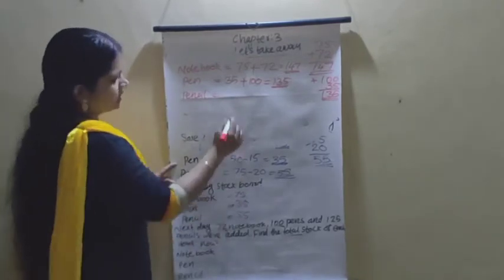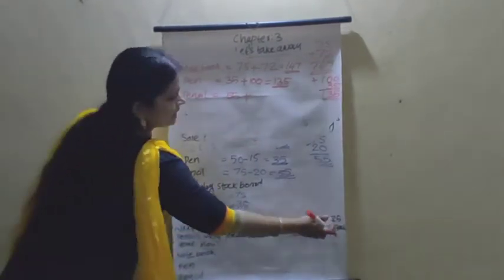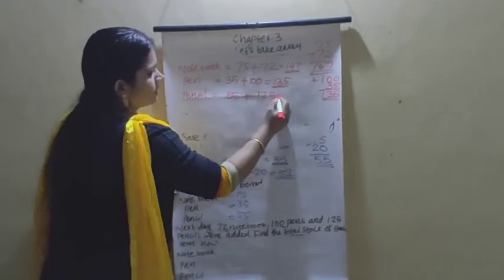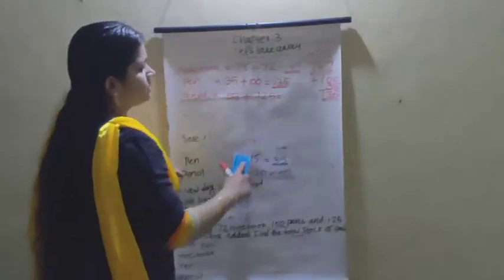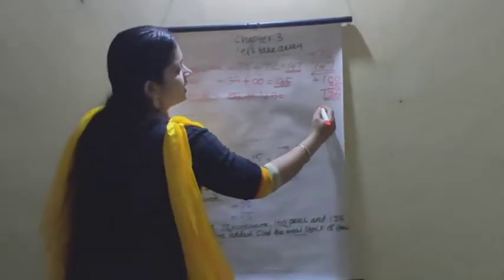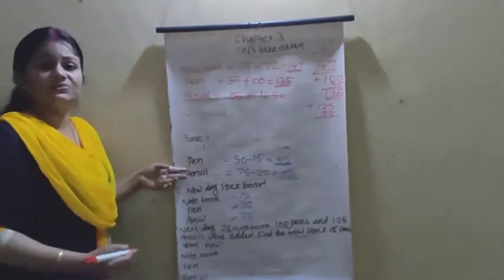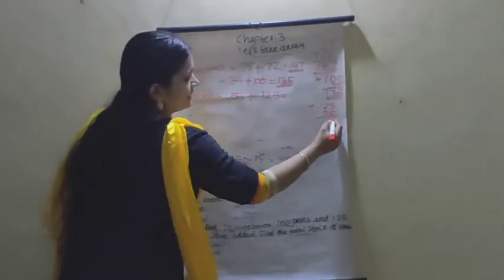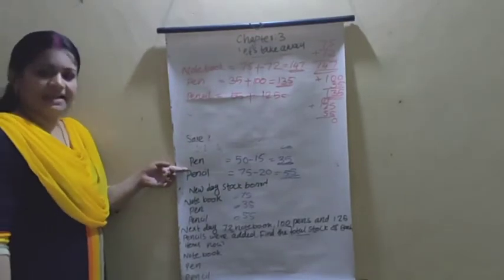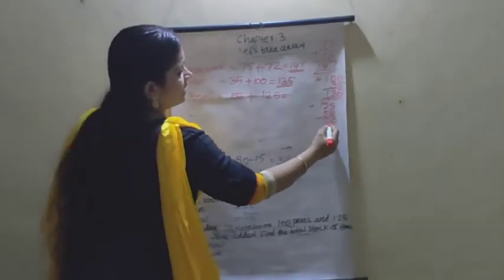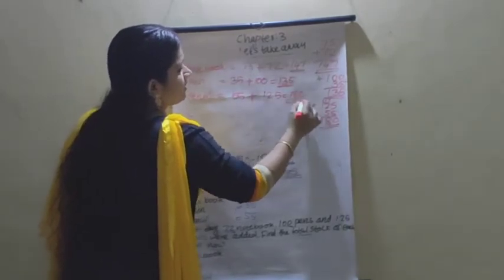Okay, next pencils. How many pencils are there? 55. How many pencils more added? 125. Then add these two numbers. 125 plus 55. 5 plus 5? 10. What is the carryover? 5 plus 2, 7. 7 plus 1, 8. 1 is written down. Then how many pencils are there?